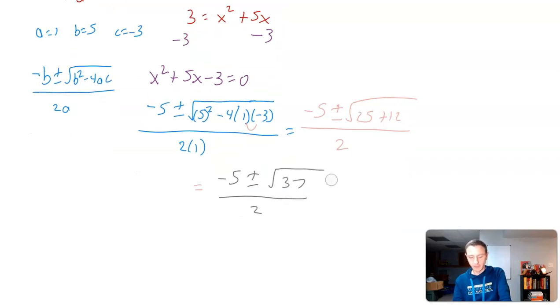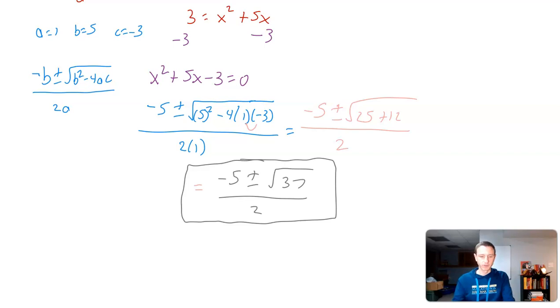And it looks like we are done here. I don't see any other moves. 37 is prime. I'm not seeing anything else. No other moves to make. So there is our solution to this problem.